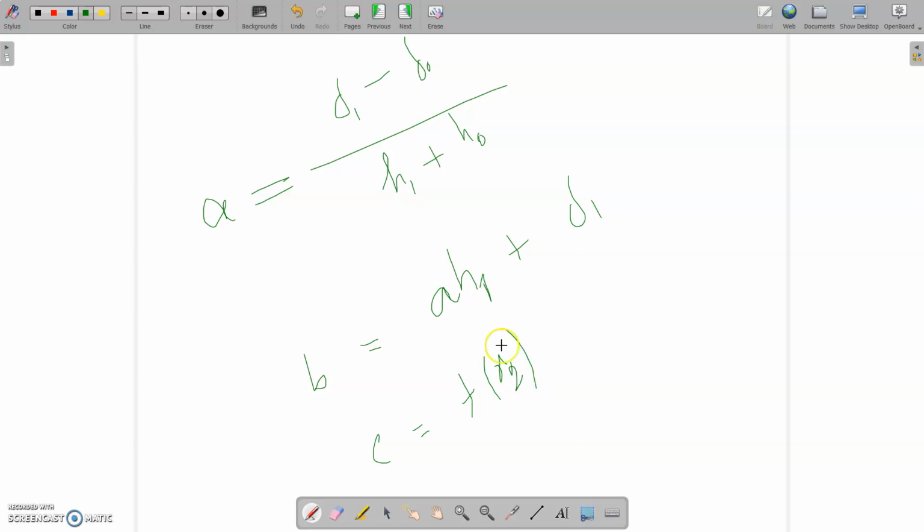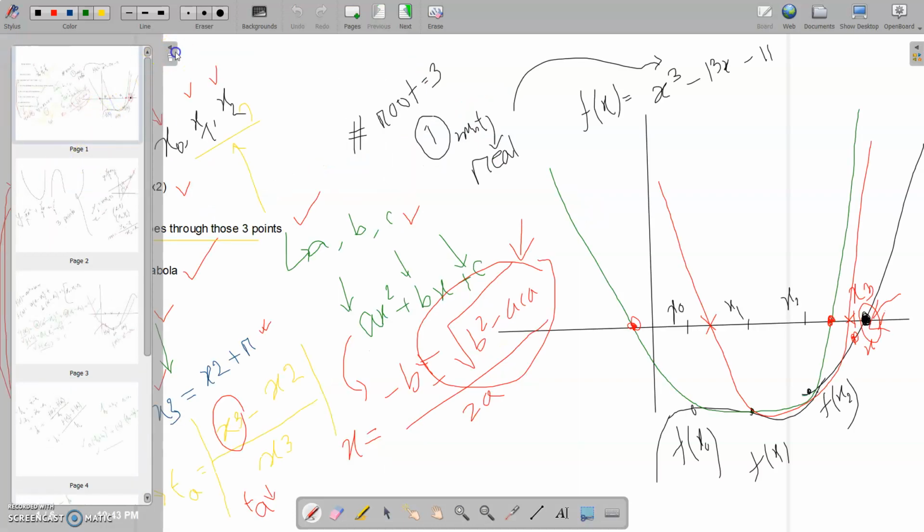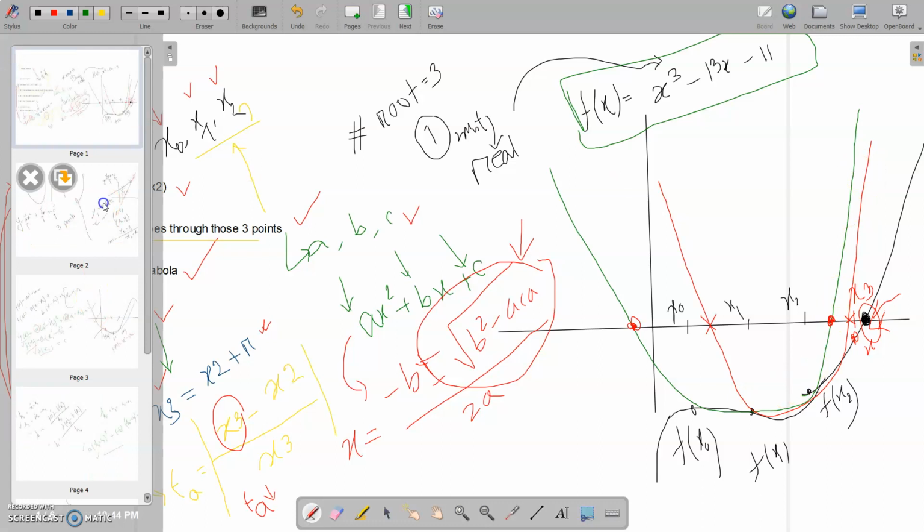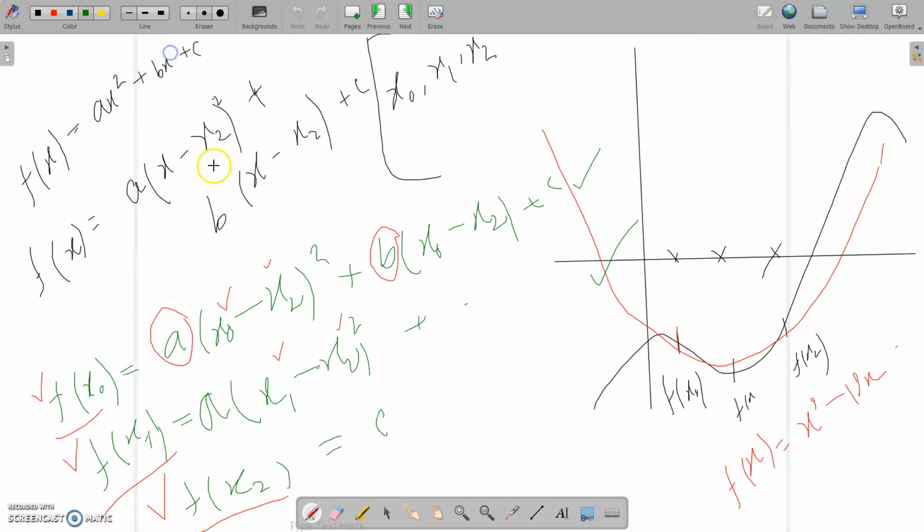Okay, so let's wrap up. Let's try to understand what we just did. First, this was the scenario. First I have to assume 3 points. Then I have to calculate f of 0, putting it in this original equation of the polynomial. Okay, I can find this value. Then I have to find the parabola that goes through these three values. To do that, I take help of the parabolic equation.